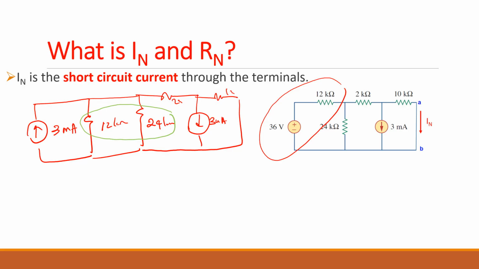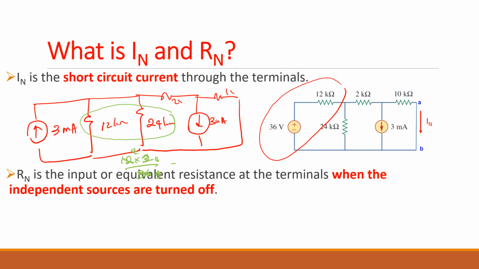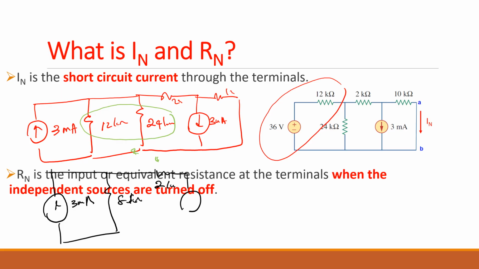When you add them, 12 times 24 divided by 36, isn't it? 12 times 3 actually, yes. So 24 by 3, 8, am I right? Is that 8 kilo ohms? Okay, so we have 8. So we have 3 milliamps and a parallel 8 kilo ohms. And we have 2 kilo ohms and we have 3 milliamps here, and then we have 10.